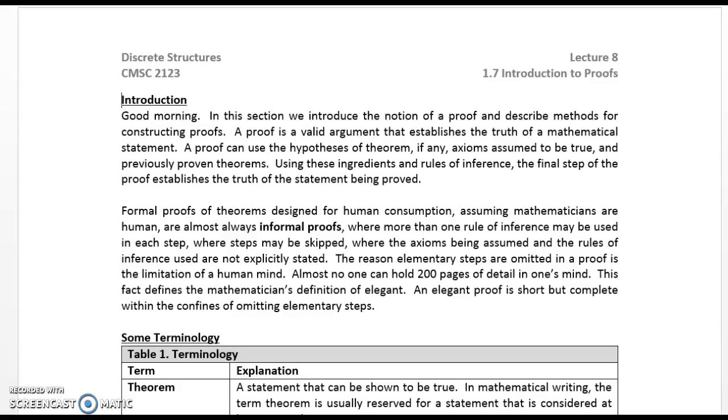The reason elementary steps are omitted in a proof is the limitation of a human mind. Almost no one can hold 200 pages of detail in one's mind. This fact defines the mathematician's definition of elegant. An elegant proof is short but complete within the confines of omitting elementary steps.